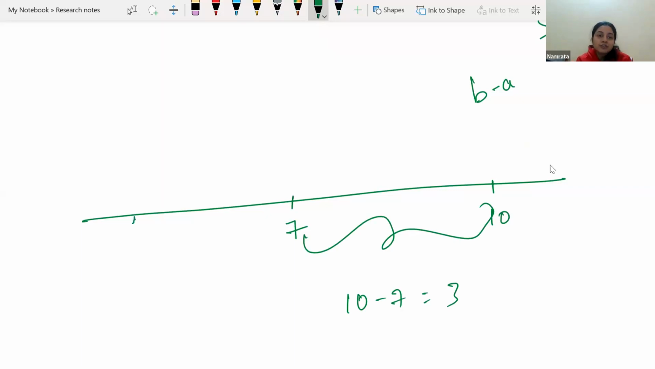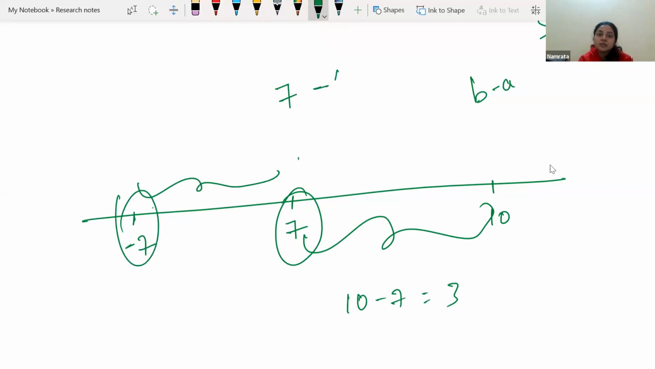Okay, if you have to find the distance between 7 and minus 7, then you take the b value, that is 7, minus the a value, that is minus 7. That means the distance is 7 plus 7, that is 14 units. Are you getting it? Yes, ma'am. This is how we calculate the distance on a number line.